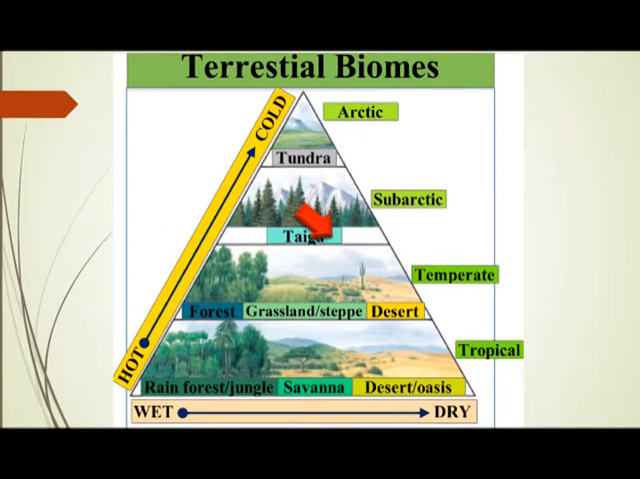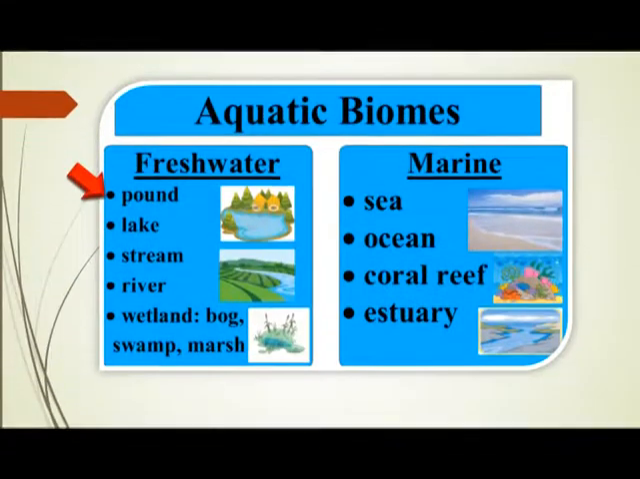If the weather is cool, we have taiga. And in the mountains, where temperature is very cold, we have tundra. Now let's look at aquatic biomes.